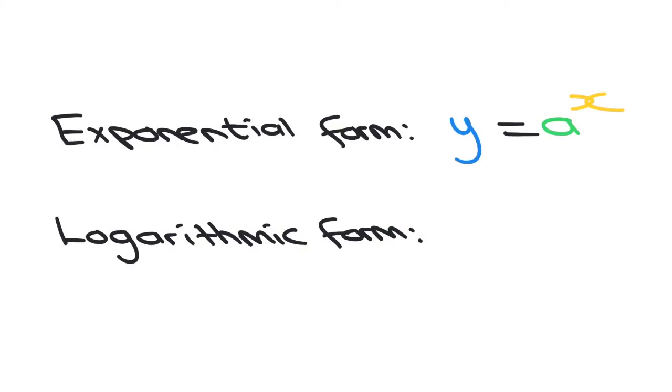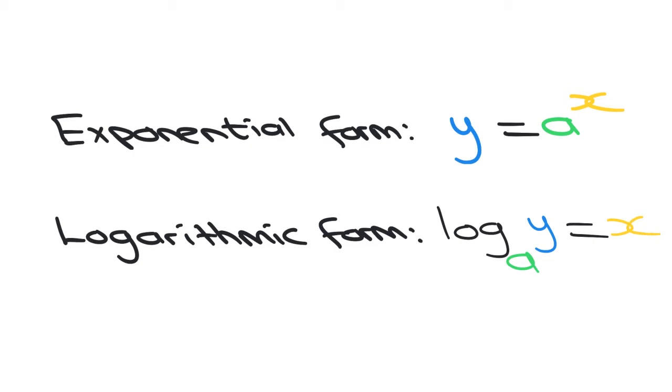The exponential function is the inverse of the logarithmic function, so both are inverses of each other. Taking a look at the exponential form written as y is equal to a to the exponent x, we can write this in log form as follows: log of the number y to the base a is equal to the exponent x. So that's how we go from exponential form to logarithmic form.